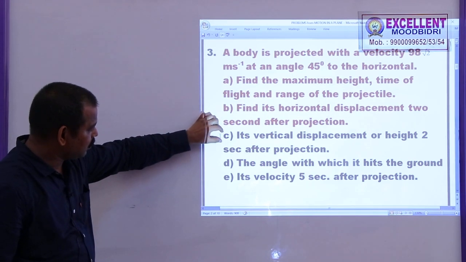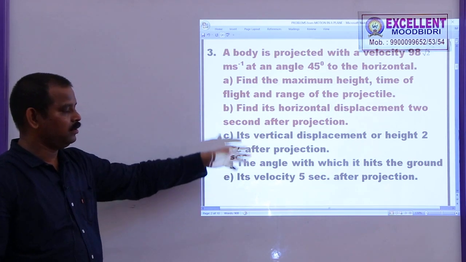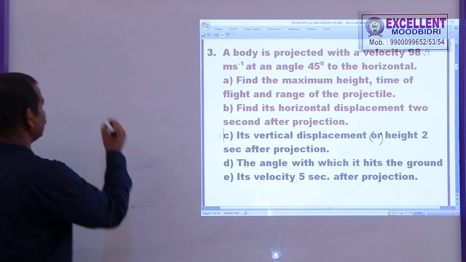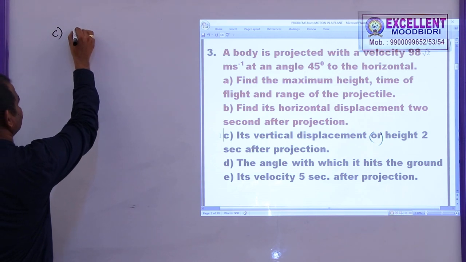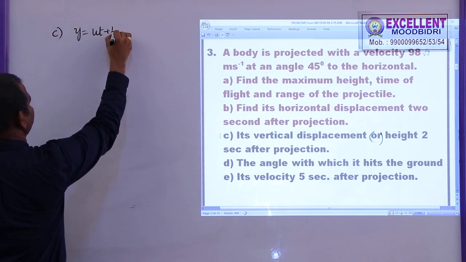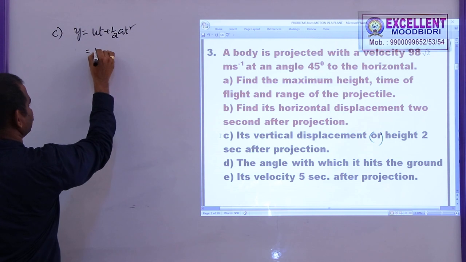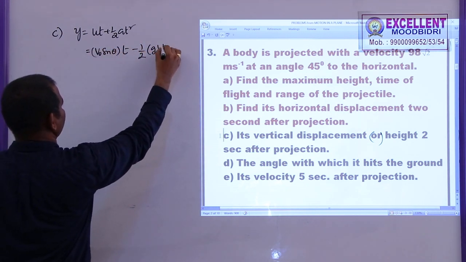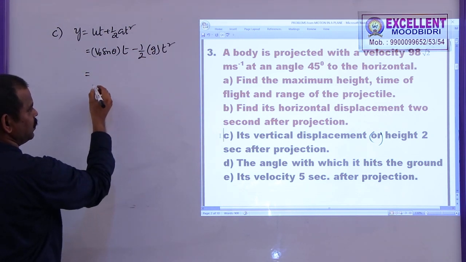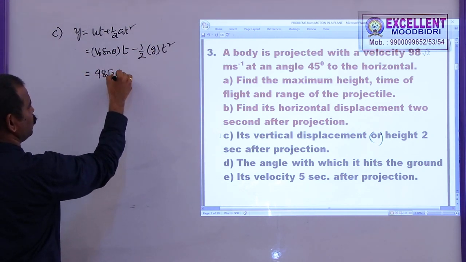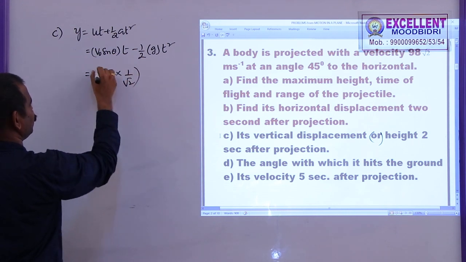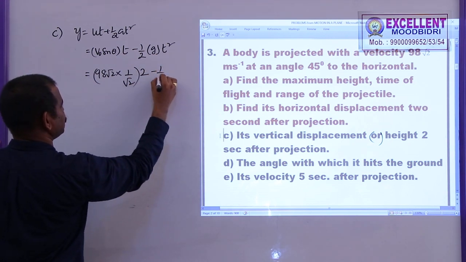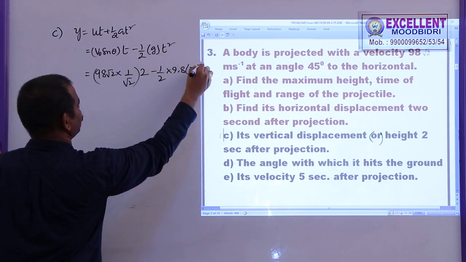In part C, it's a vertical displacement, also known as height. We call it as height, 2 seconds after its projection. So part C: y is equal to ut plus half at square. So this is v naught sin theta into t minus half into g into t square. What is v naught here? The velocity is 98 root 2, theta 45, 1 by root 2, and the time is 2 seconds. This is 2 minus half into 9.8 into 2 square.